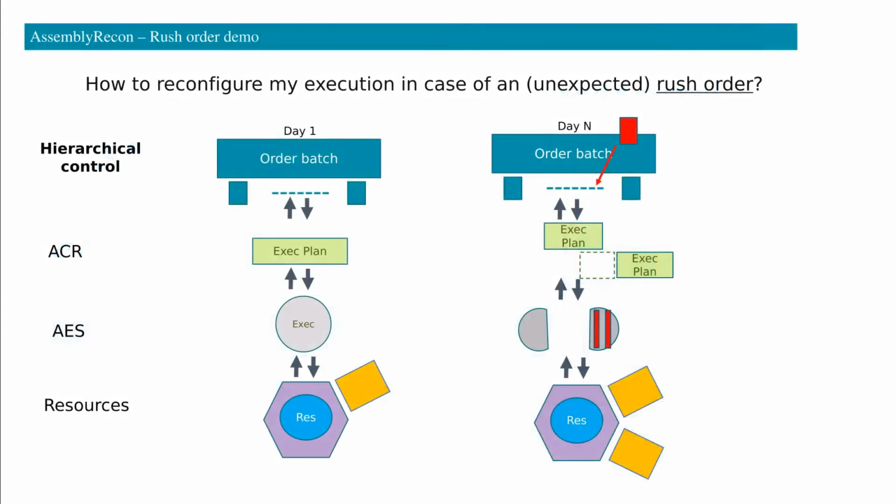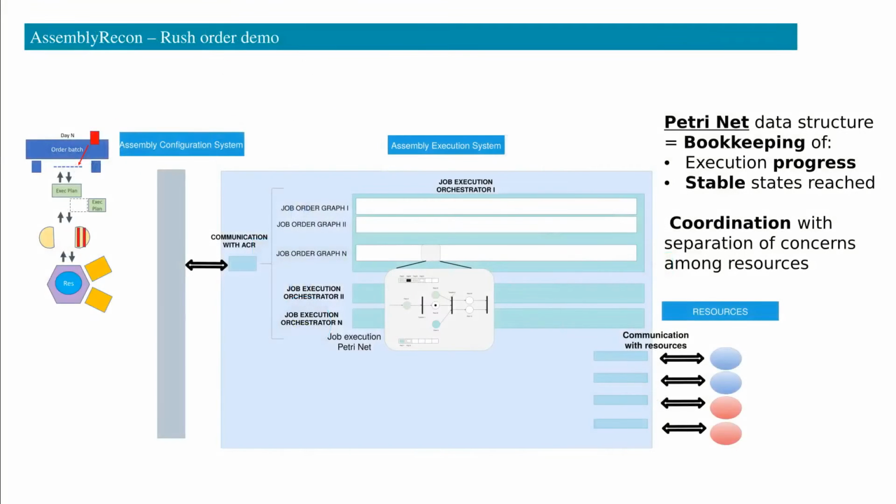How is the online execution of a rush order managed? First, the rush order would come into the order batch with high priority and then be introduced in the production by the ACR and the AES to be rescheduled. If we look a little further into the internal work of the AES, we see three types of threads. First, the communication with the ACR, then the threads with the communication of the resources, and then the order managers, which internally are coordinated and based on the models of Petri nets.